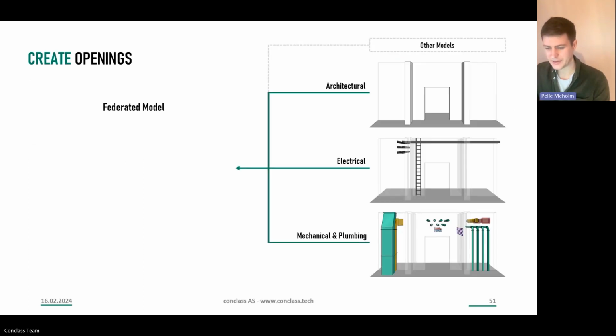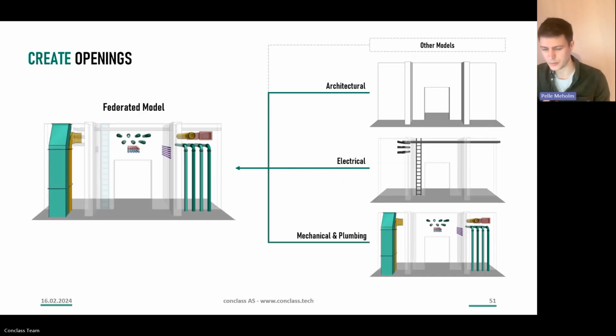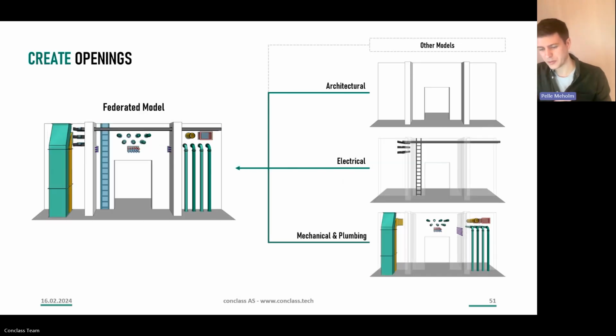So how does it look like? You have multiple different models. Here's an example with architectural, electrical, mechanical, and plumbing. Of course, you can add more and more models, and you create one federated model. It can be a separated project or your architecture model.